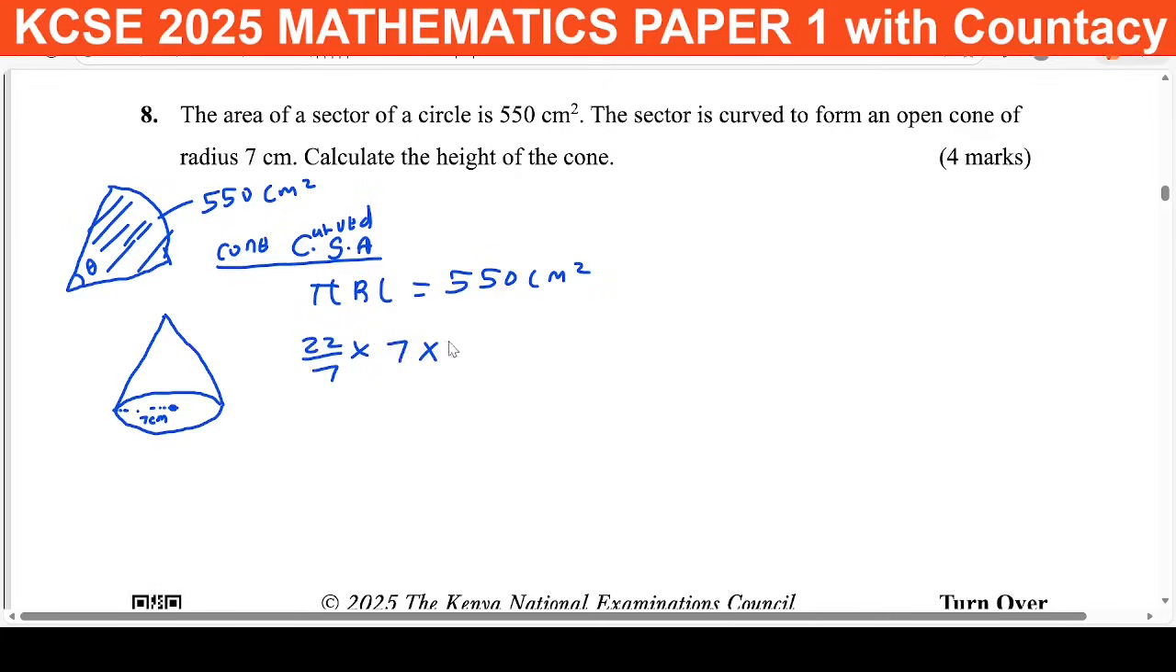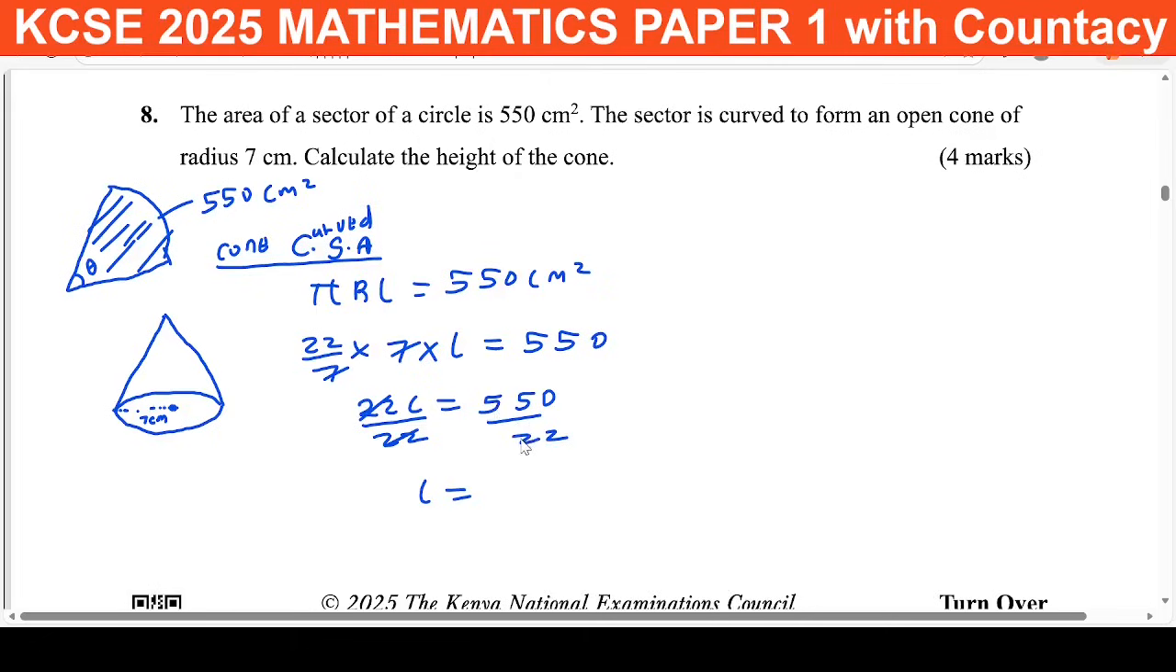And then we multiply by L is equal to 550. Divide by 7, divide by 7, we have 22L is equal to 550. What do we do to remain with L? We divide by 22, we divide by 22. We remain with L is equal to, oh, this is amazing.